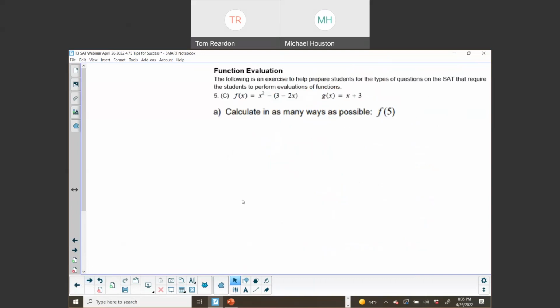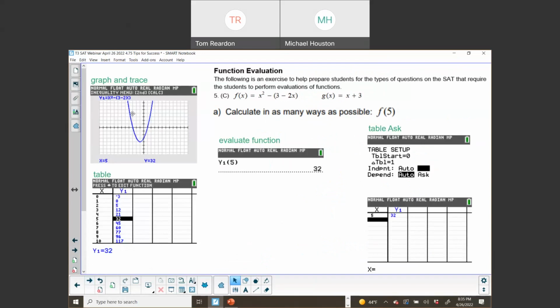All right, so function evaluation, we did a little bit of this before, okay? So it's calculated as many ways as possible. F at 5. We kind of already done this, so I'll just show this. F at 5, I could graph and trace to 5. I could go to a table. I can do evaluate function.